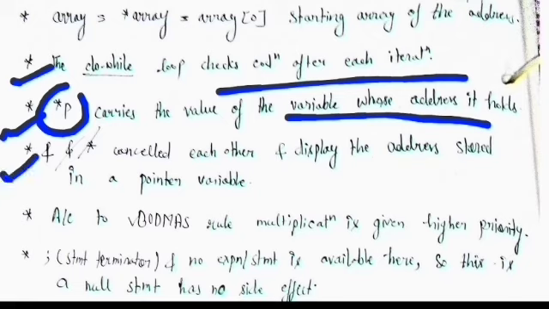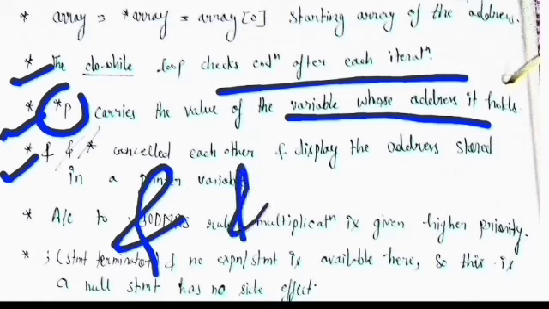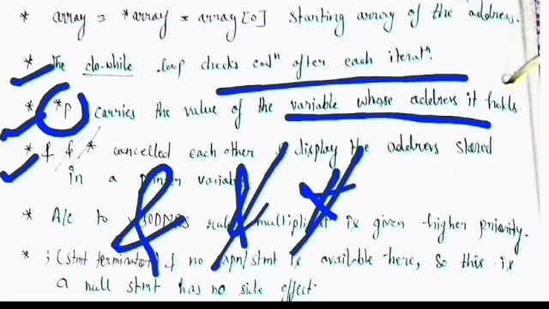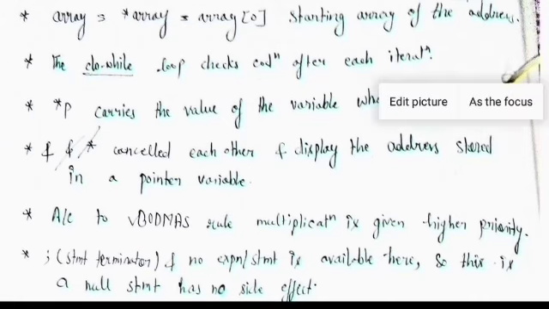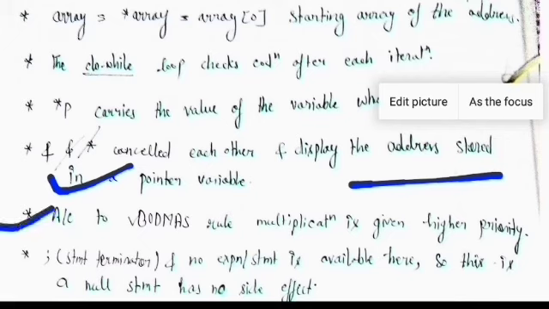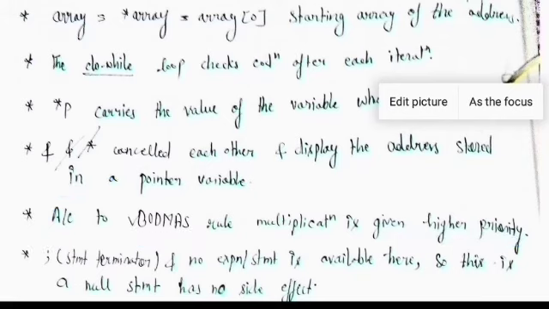And here when we use & and asterisk together, this & and this asterisk cancel each other and display the address stored in the pointer variable. According to the precedence rule, multiplication is given higher priority. So when solving operator precedence and associativity, the associativity and priority of multiplication is very high.